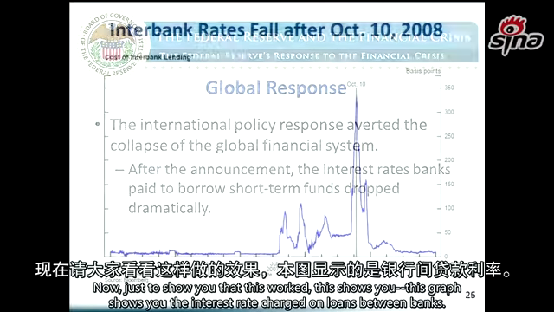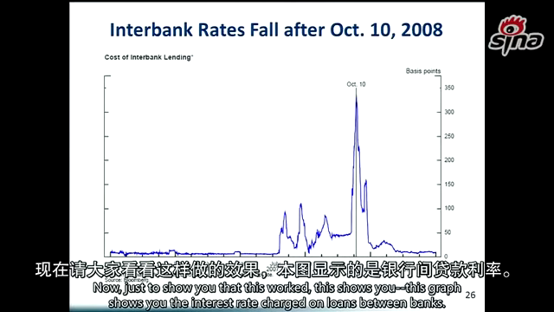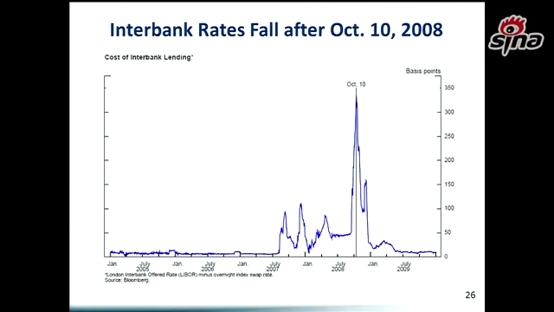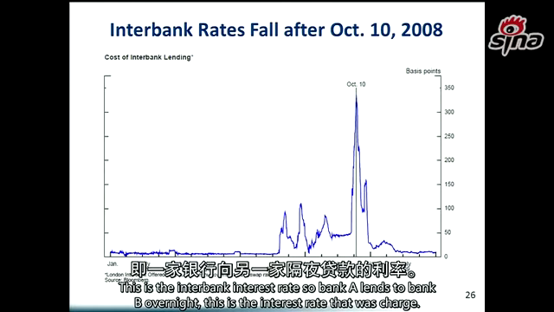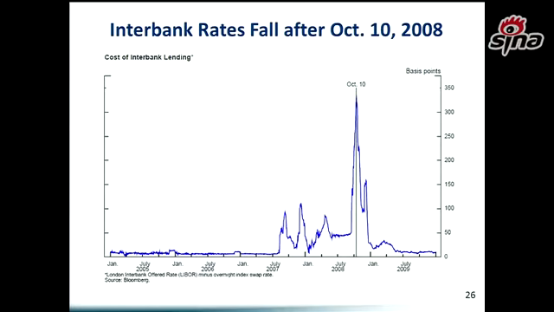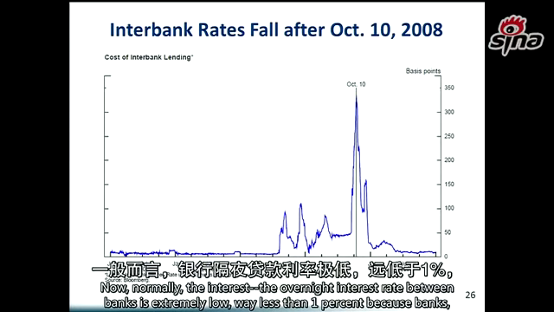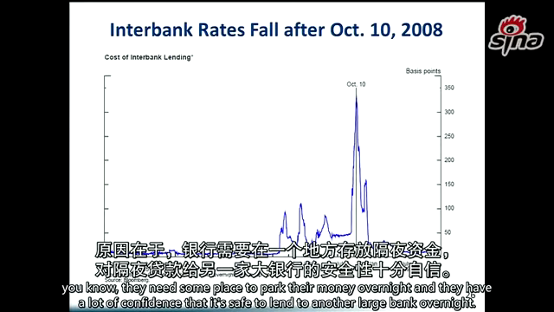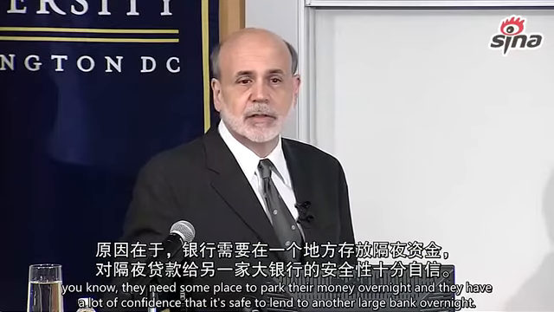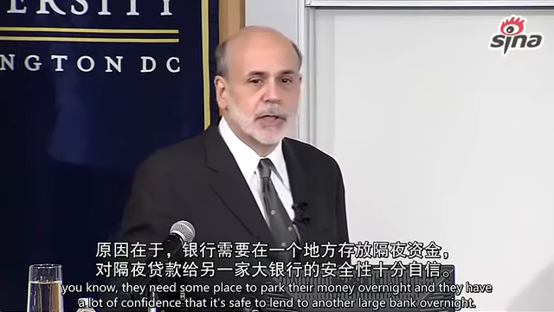Now, just to show you that this worked, this graph shows you the interest rate charged on loans between banks. This is the interbank interest rate. So if Bank A lends to Bank B overnight, this is the interest rate that was charged. Now, normally the overnight interest rate between banks is extremely low, way less than 1%, because banks need some place to park their money overnight, and they have a lot of confidence that it's safe to lend to another large bank overnight.